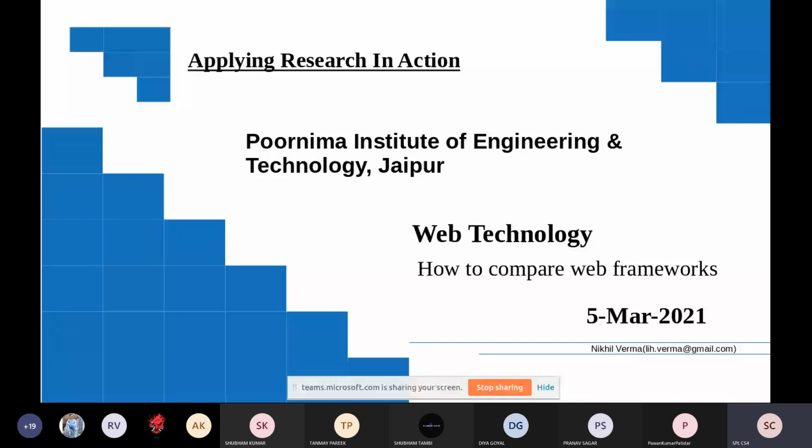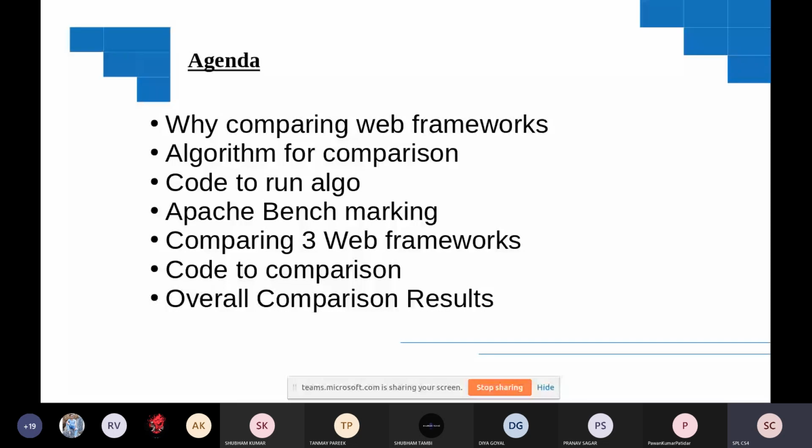With that agenda, initially for 20 or 30 minutes, we will talk about comparison of web frameworks, and then we will move on to the next talk, that is management of these web services that we have made so far. So the agenda today is why we are comparing web frameworks, the algorithm for comparison, and code to run the algorithms, Apache Benchmarking, which is a tool we will use, and comparing three different web frameworks.